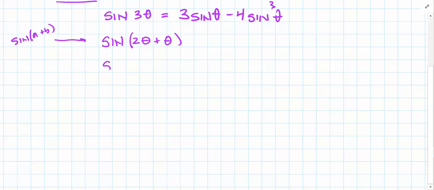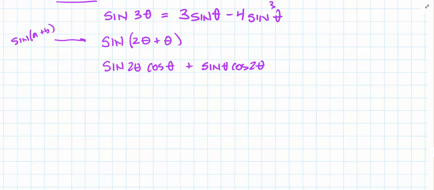So that's going to give me a sine of 2 theta times a cosine of theta plus a sine of theta times a cosine of 2 theta. That's the sum formula for sine, and that's to be in the toolkit. So that's what I did to get that step. Does that make sense so far?